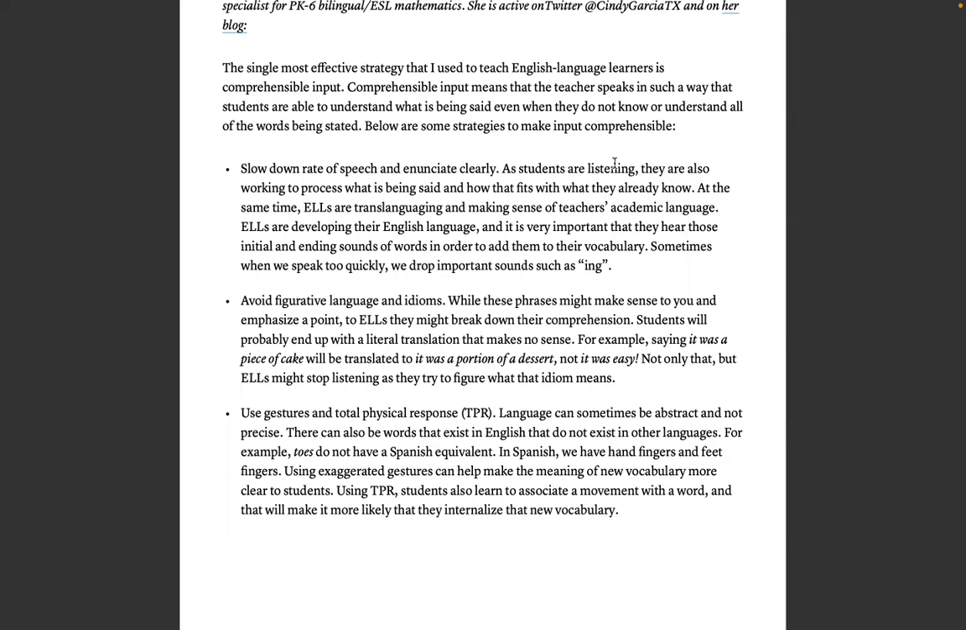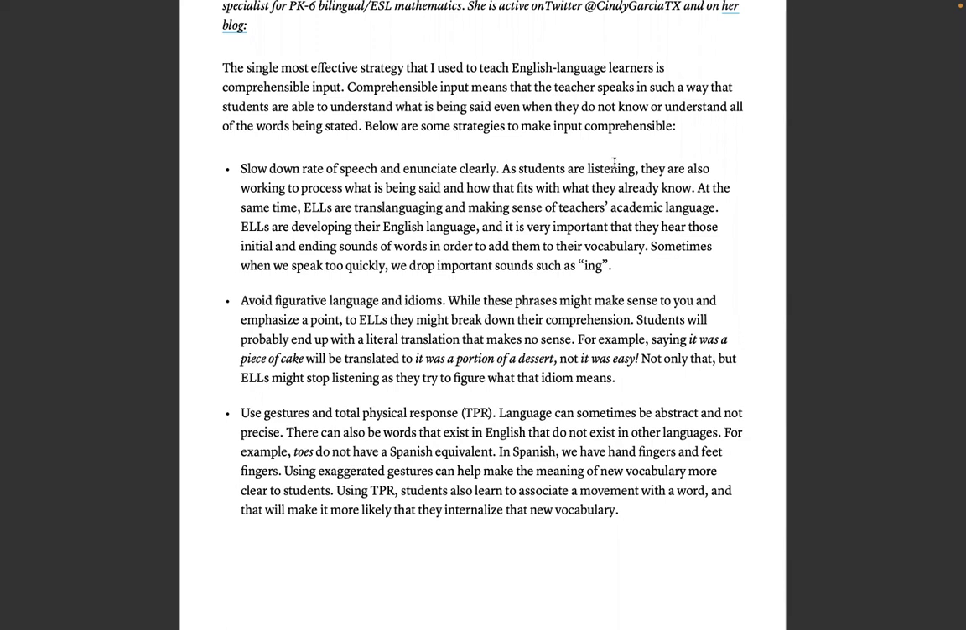Someone like me, I have to remind myself and enunciate clearly. As students are listening, they're also working to process what is being said and how that fits with what they already know. At the same time, ELLs are translanguaging and making sense of teachers' academic language. ELLs are developing their English language, and it is important that they hear those initial and ending sounds of the word in order to add them to their vocabulary.